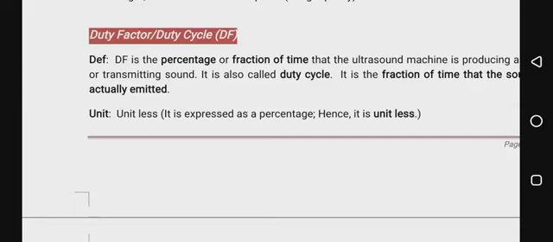We'll continue from where we stopped. Today, we're going to look at duty factor and duty cycle. Basically, we'll be talking about the same thing.